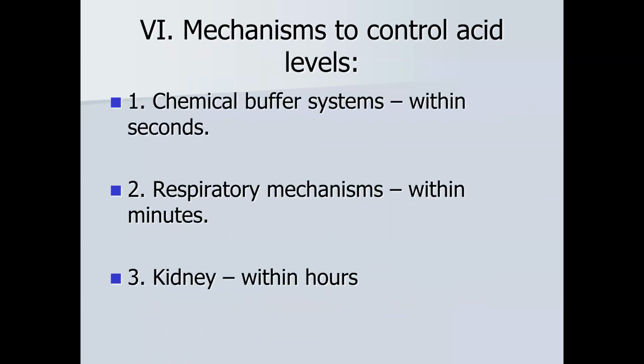Mechanisms to control acid levels. There are 3 of them, okay? We've already studied one, the kidney. And we know the respiratory mechanisms, and we've gone over the buffer systems. So we've got a buffer system, a respiratory mechanism, and a kidney mechanism.